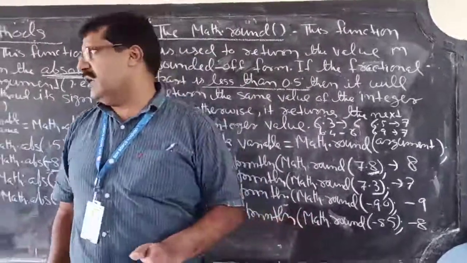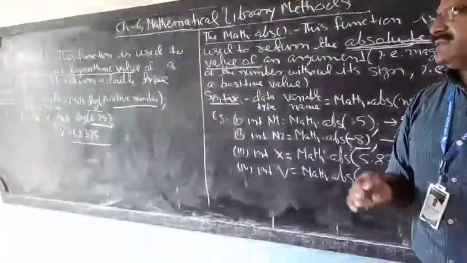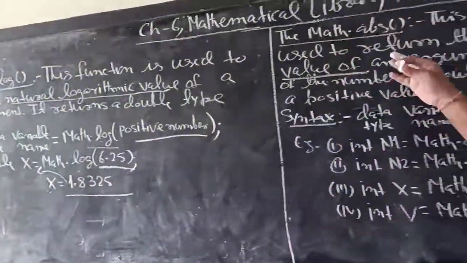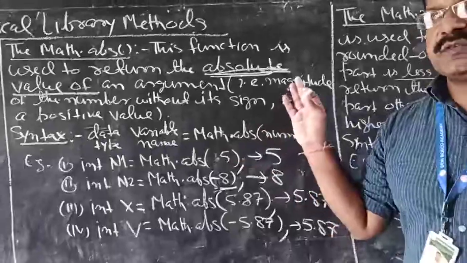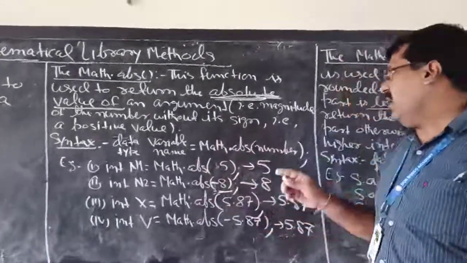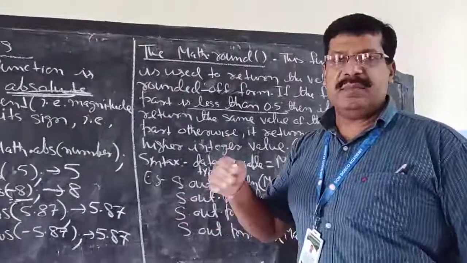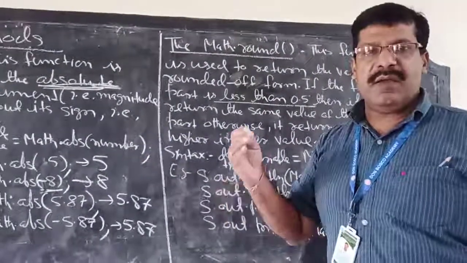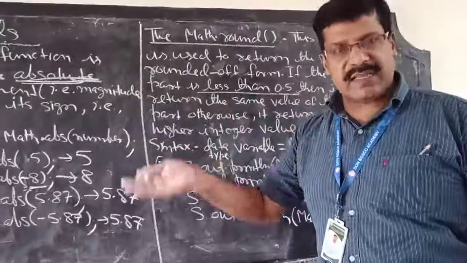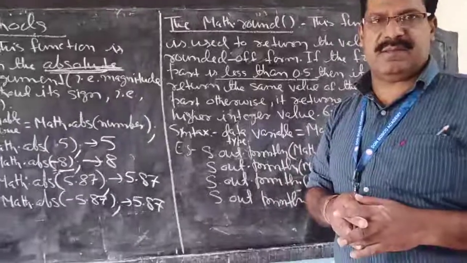So in today's class, we have discussed mathematical functions. The math.log function finds the logarithmic value, the natural logarithm of the number. Then the math.abs function finds the absolute value of a number by ignoring the sign. It gives the exact same number. The math.round function rounds the number mathematically. That means if after the decimal it is 0.5 or above, then it rounds to the next number. If it is less than 0.5, then the same number, only the integer part.